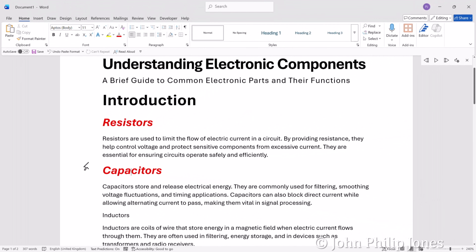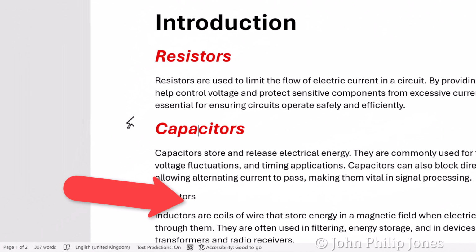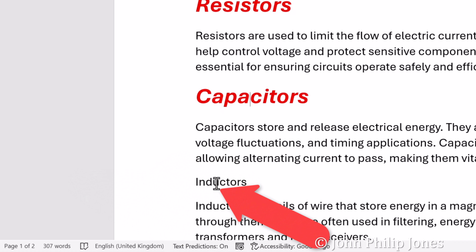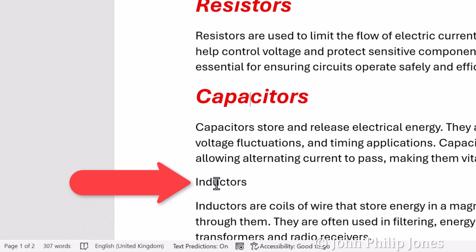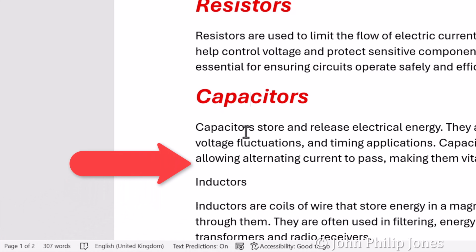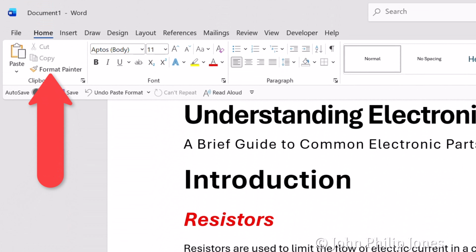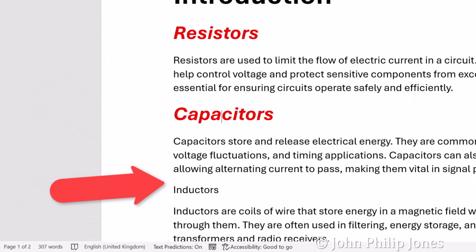Now I also wish to do the same here with inductors. So I'll move the arrow down and place it over inductors, and you will note that the Format Painter, the thing that looked like a brush a moment ago, is no longer there. So if you wanted this to be the same, you'd have to go back up to capacitors, click on that, then click here, and then come back and click onto inductors.